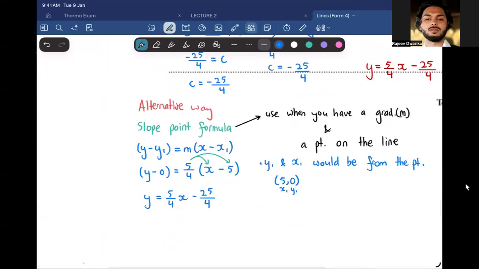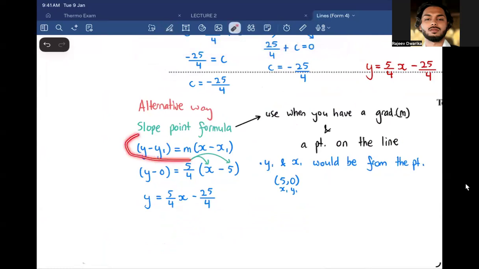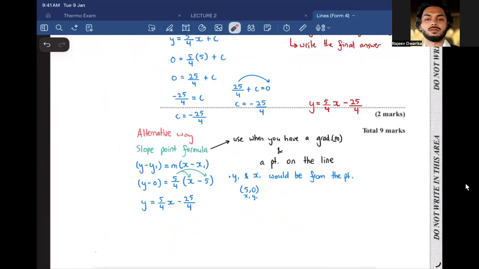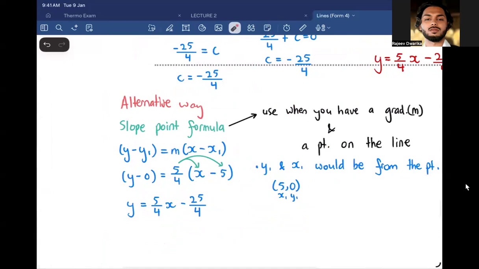The only problem with this is you'll have to remember an extra formula: y minus y1 is equal to m by x minus x1. It's not that hard to remember, right? You can copy it down if you want. So this is known as the slope point formula. Y minus y1 is equal to m by x minus x1. Copy it down fast. You use it whenever you already have the gradient and you have a point that's on the line. X1 and y1 would be the coordinates of that point on the line.